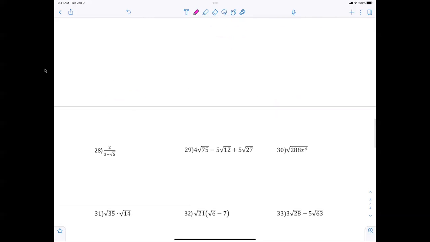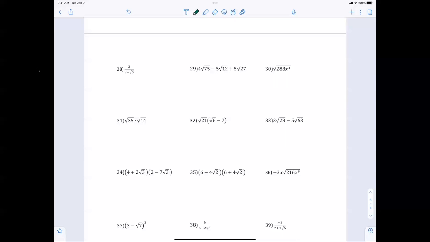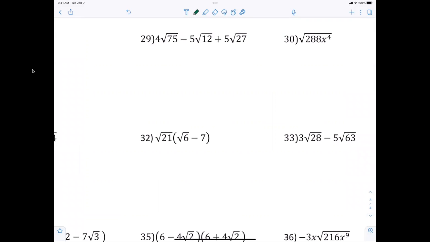I'm going to put it on pause for a minute and continue with the odds. Go. All right, let's see how you did with 29. So 4 radical 75 breaks down to what? 20 radical 3.